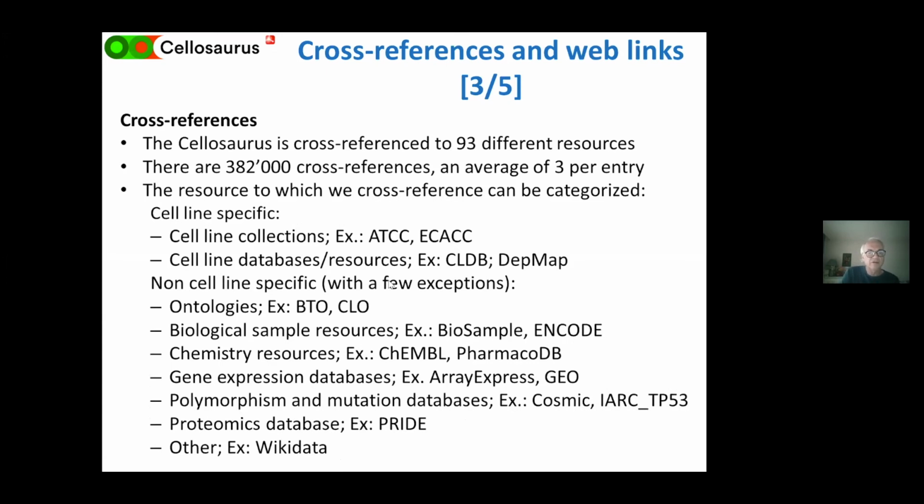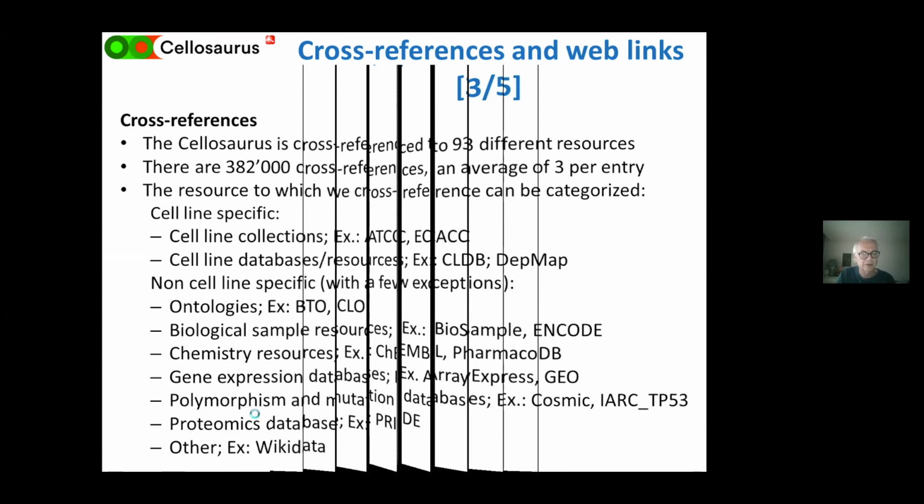And we cross-reference to either a specific cell line, or a resource like a cell line collection, cell line database, or ontology. One of these is specific to a cell line, but the other ones here are not. So here you have not a list of those 93, but just examples of different categories of cross-reference: cell line collection, database, ontology, sample resource, proteomics, and so on.